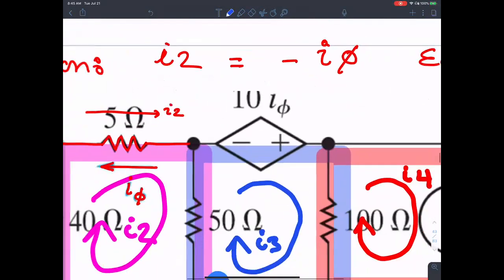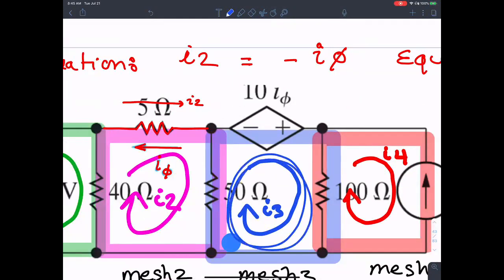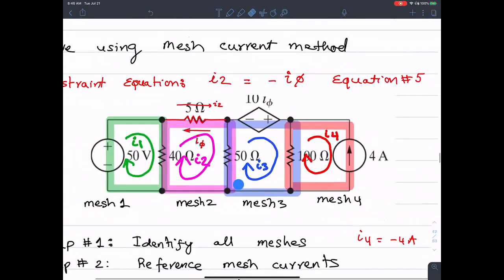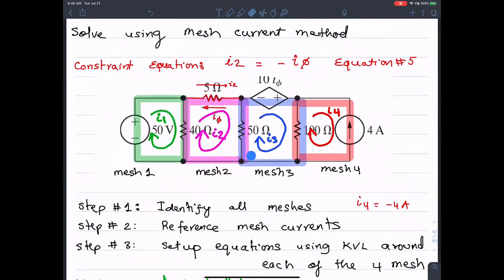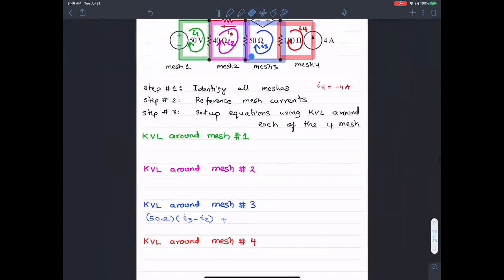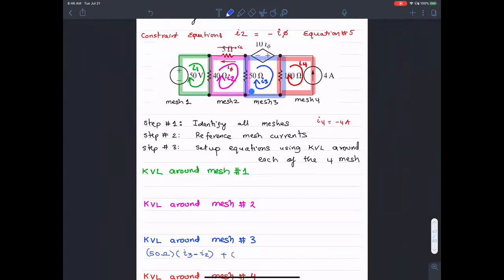then I encounter this one. I'm following along in a clockwise path. The first one is the 50 ohm resistance. Then I encounter the dependent voltage source. All I have to do here is notice that this is negative 10 I5. Plus, it's a voltage source, so I don't have to apply the IR formula. Negative 10 times I5 is the voltage dropped in that element.